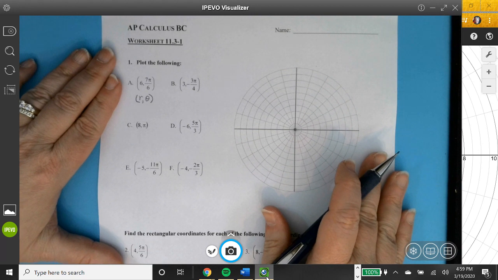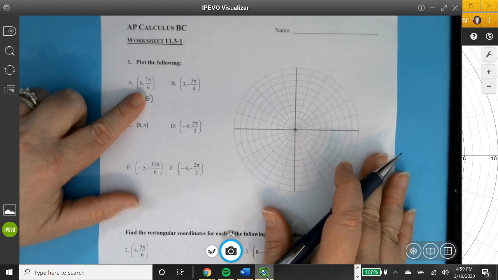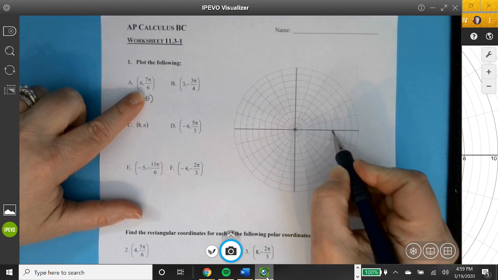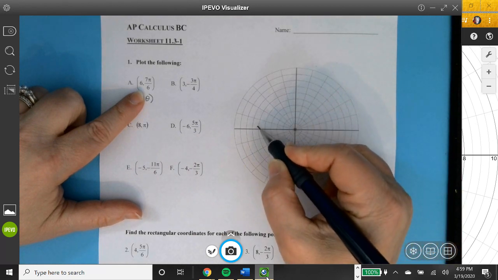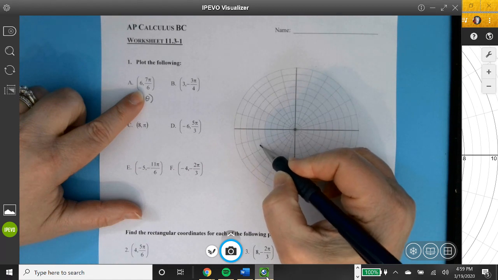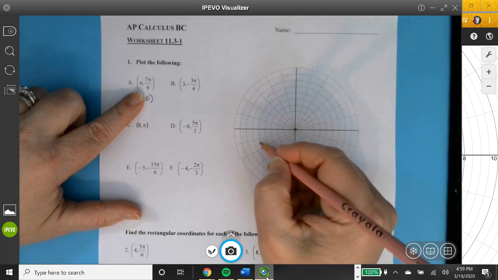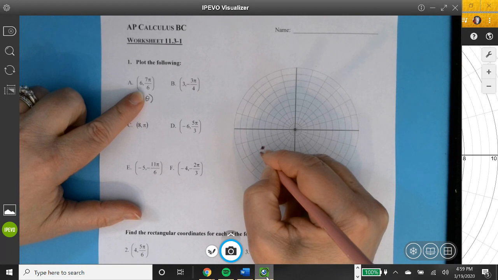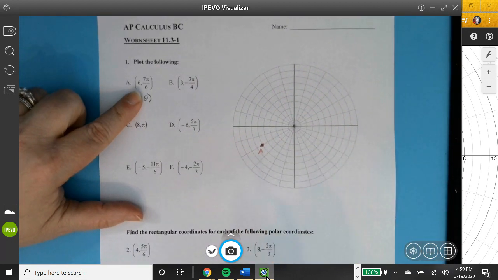Okay, so the first polar point we're going to graph is 6, 7 pi over 6. So we're going to go out radially 6, 1, 2, 3, 4, 5, 6, and rotate 7 pi over 6, which means we're going to go all the way around and rotate to 7 pi over 6, which will be right here. I'm going to make that a color on my graph. So that's polar point A. It kind of looks pretty in pink there.